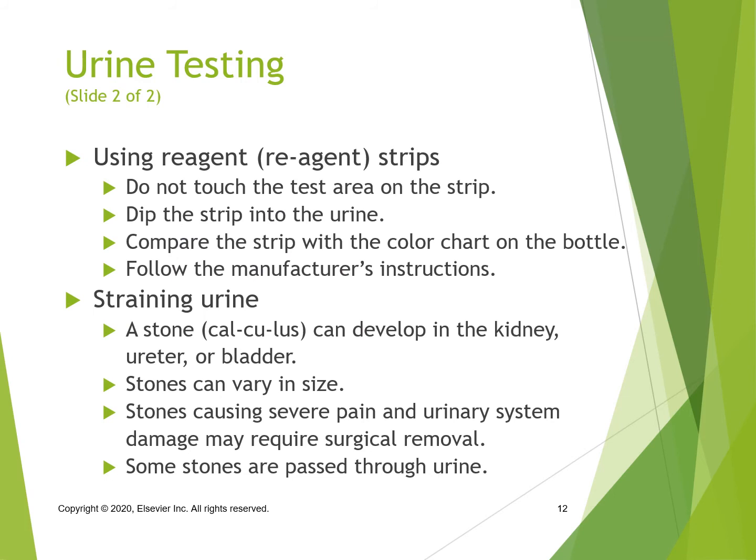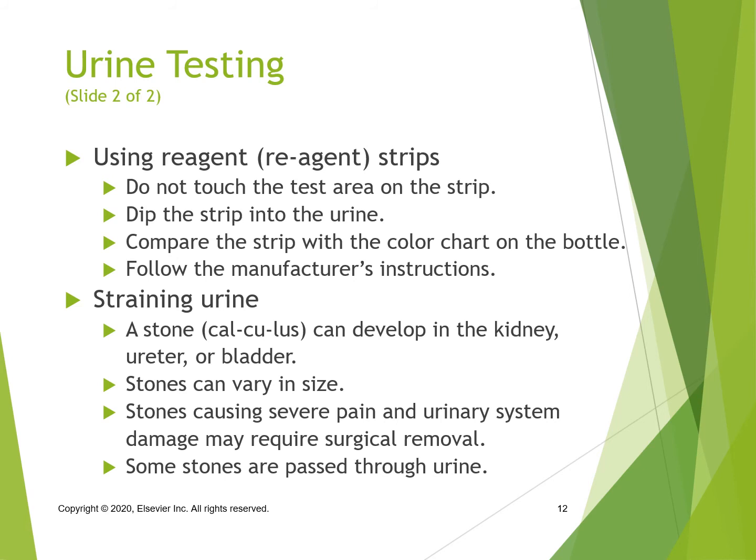Testing urine, reagent strips, dipsticks, have sections that change color when they react with urine. Review promoting safety and comfort using reagent strips in the textbook. Review the testing urine with reagent strips procedure in the textbook. Also review the straining urine procedure in the textbook. The person drinks 8 to 12 glasses of water a day to help pass the stones if stones are suspected. Expect the person to void in large amounts when that's done too.